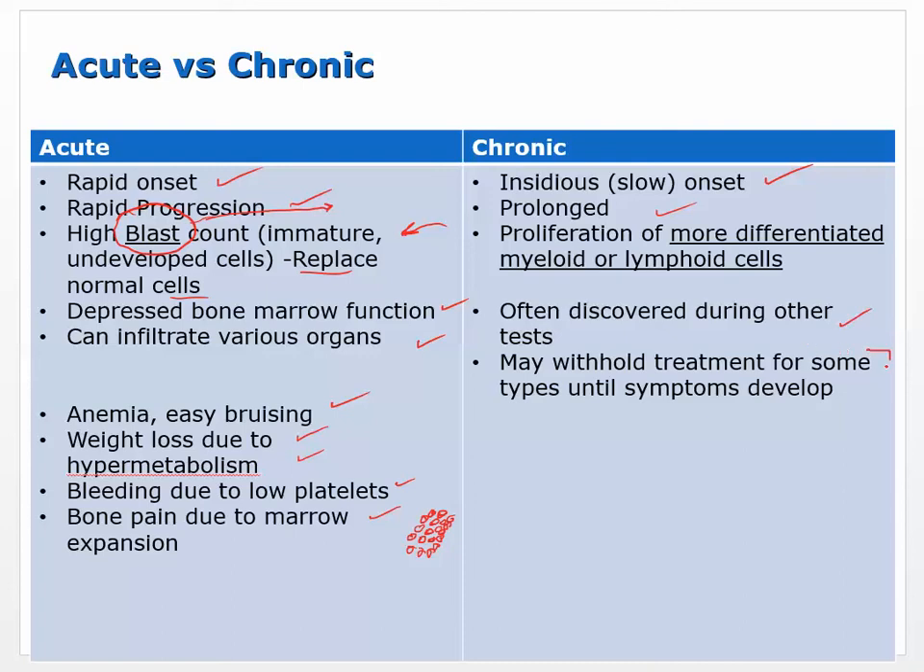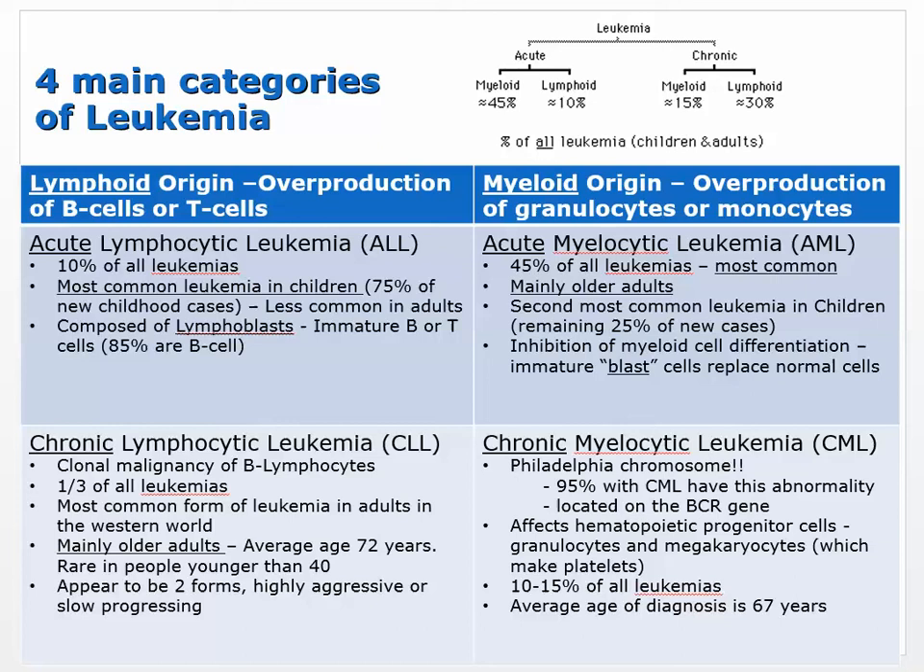And sometimes you may not even treat it. I mean, if it's not causing any symptoms and the person's body is compensating, then treatment may actually cause more harm than good. Okay, so if we go through this and we look at some of these things, so if we start with acute, the acute are going to cause the effect more quickly. So acute lymphocytic is 10% of all leukemias.